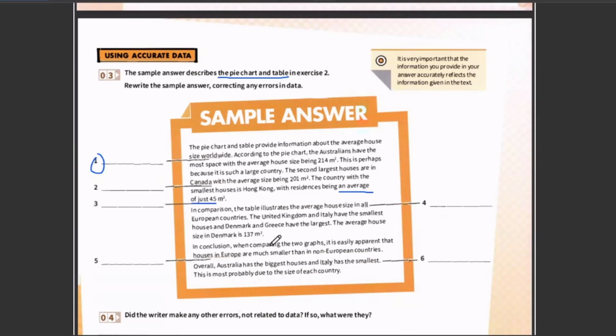Number five, in conclusion, when comparing the two graphs, it is easily apparent that houses in Europe are much smaller than in non-European countries. What will this be? I didn't find any mistake in this. Okay. Yes, it is very hard to find the mistake in this because it is apparent that houses in Europe, so this sample is generalizing all the houses in Europe being smaller than the non-European countries, right?